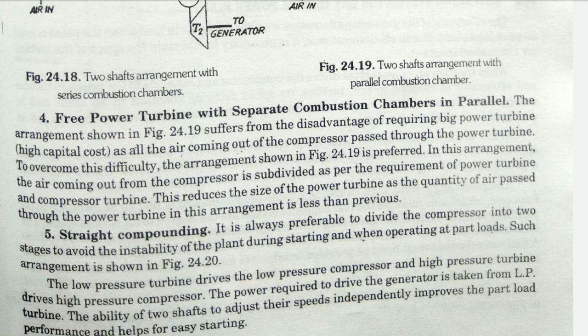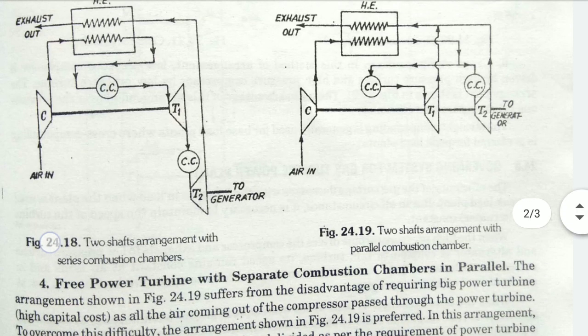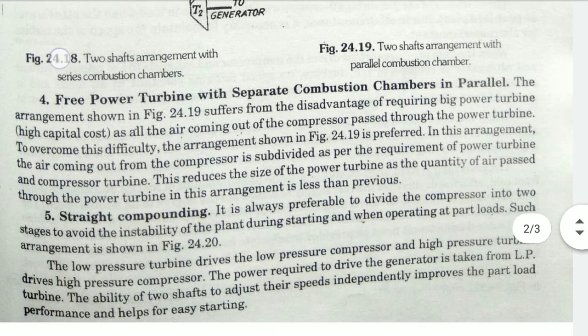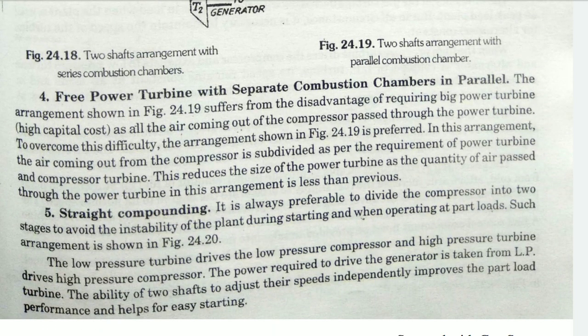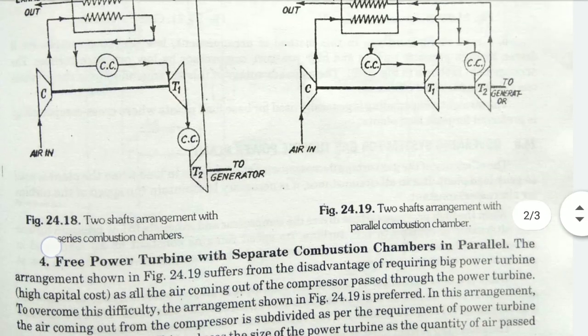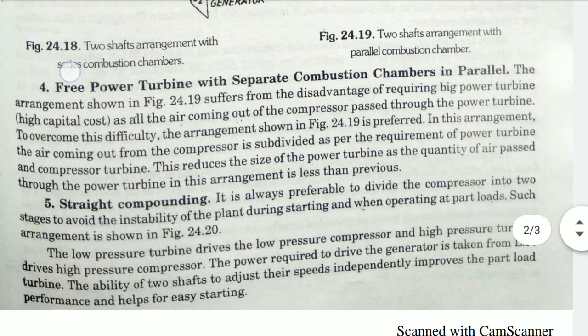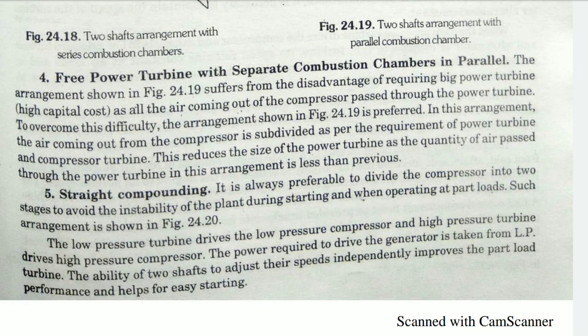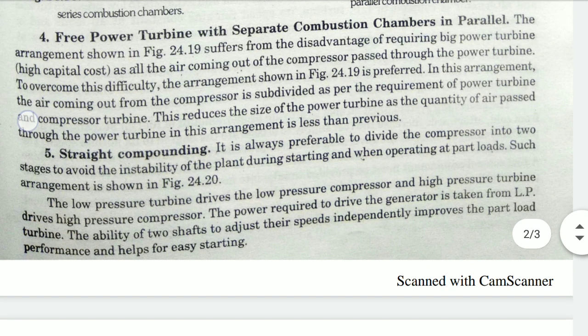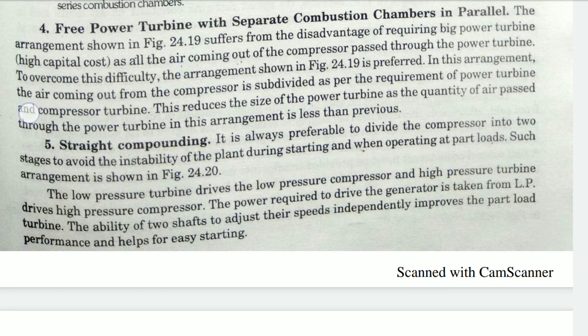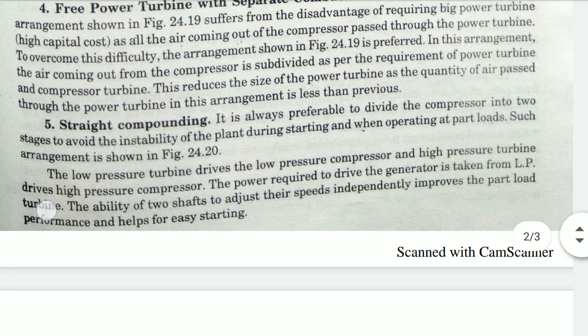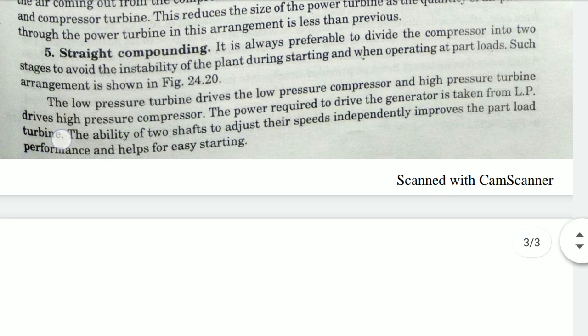The air coming out from the compressor is subdivided as per the requirement of the power turbine and the compressor turbine. We always know that two turbines are there. So the air which is coming out from the compressor can be divided depending on the requirement. This reduces the size of the power turbine and the quantity of air passing through the power turbine, and the arrangement is less than the previous. Next one is your stage compounding.